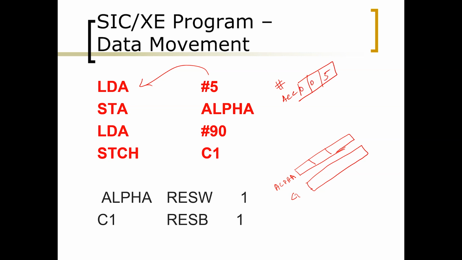Now store into alpha means alpha is already memory. The content from accumulator is stored into alpha. That means 0, 0, 5. 5 is stored here. Clear? Next, LDA 90. Now listen here. The value from accumulator is stored. You can see here, the value is 90. It will be stored like this.